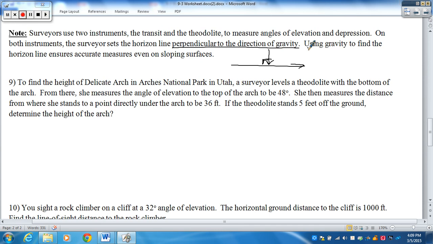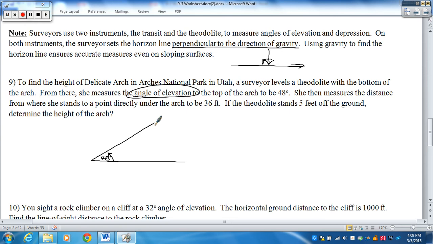So this is very important, this information right here, angle of elevation. When I read that, the first thing I draw is an angle of elevation, okay? And I'm going to go ahead and label that 48 degrees. She then measures the distance from where she stands to a point directly under the arch to be 36 feet.